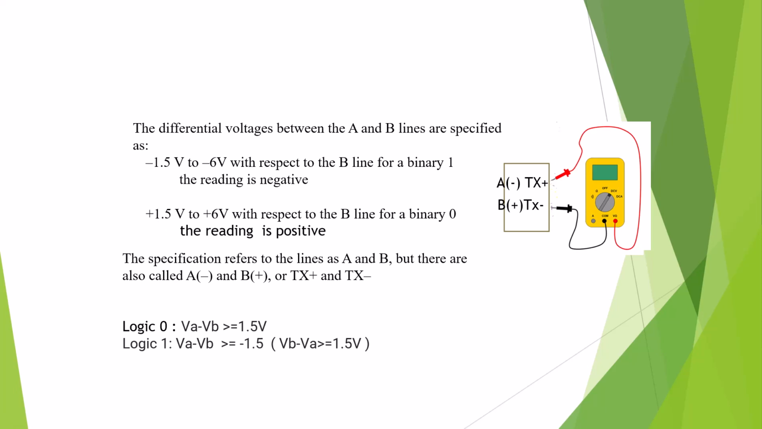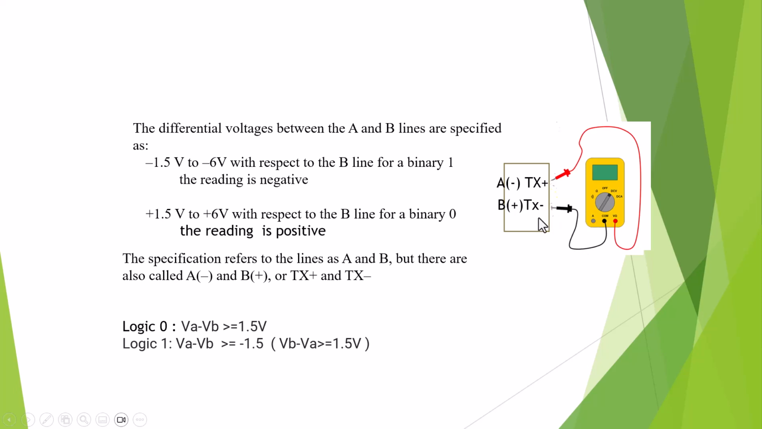1.5 voltage to 6 voltage. Okay, look like this. This multimeter, we check the RS485. We connect the multimeter positive, red wiring, to the transmit positive, and black wiring to the transmit negative.